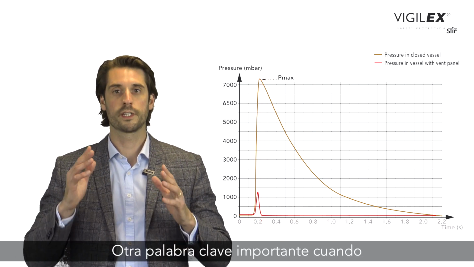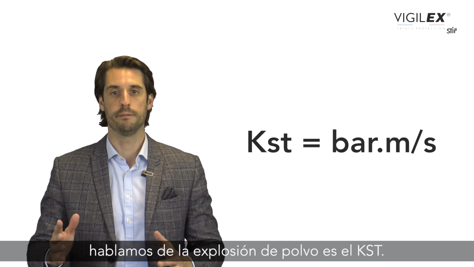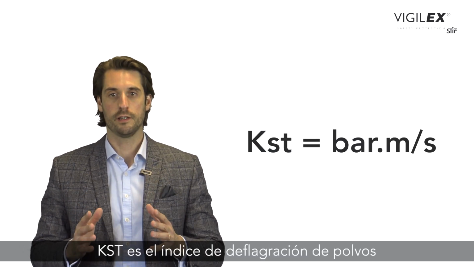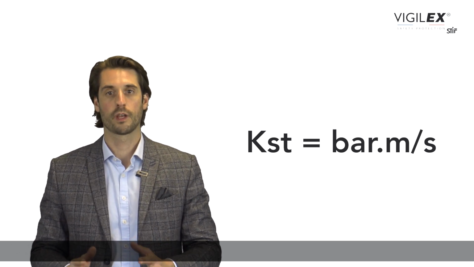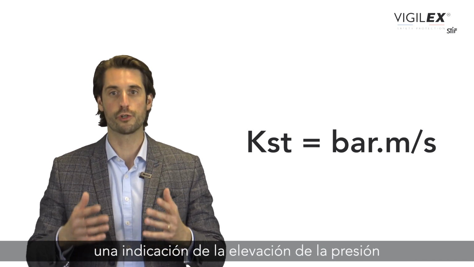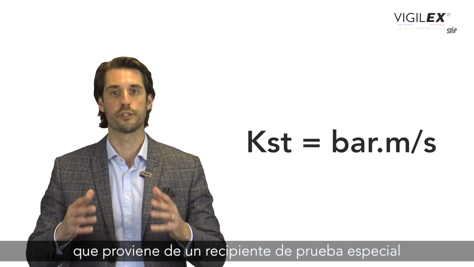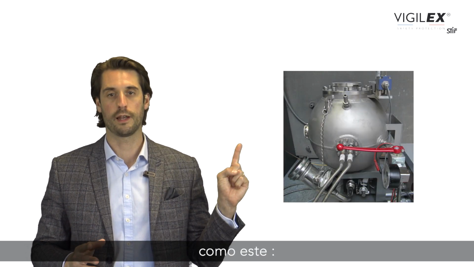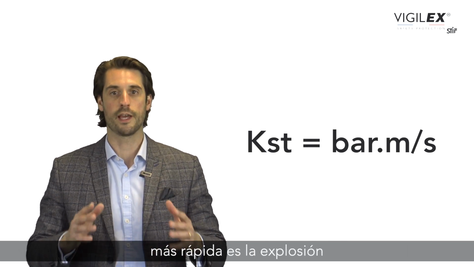Another important keyword when we talk about dust explosions is the KST. KST is the deflagration index for dust. The KST test results provide an indication of the pressure rise in a dust explosion, and it is a value which comes from a special test vessel, like this. The larger the value for KST, the faster the explosion.